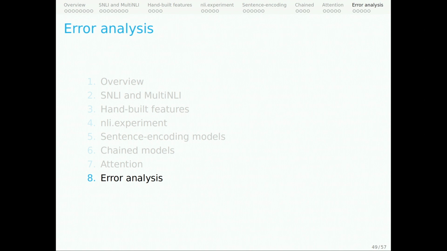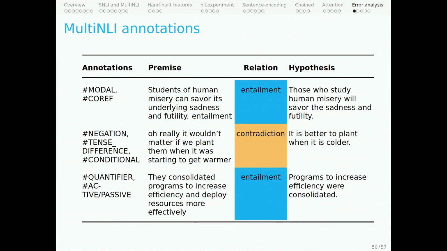I wanted to show you some error analyses and suggest some new possibilities for doing this. So I mentioned the MultiNLI annotations. Here I've given a few examples. The annotations are on the left. I think there are 16 categories for them, and all they're doing is giving a human's judgment about certain important semantic properties of the examples. So this one is modal and coref because it has "can" in here, and it's sort of got an anaphoric connection between "students of human misery" and "those who study human misery."